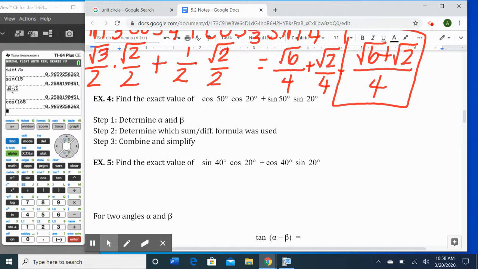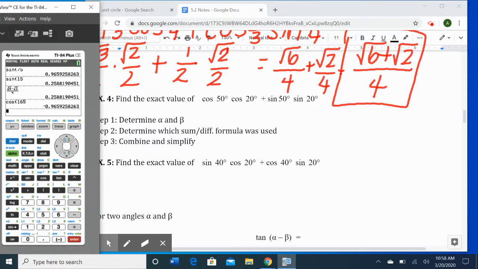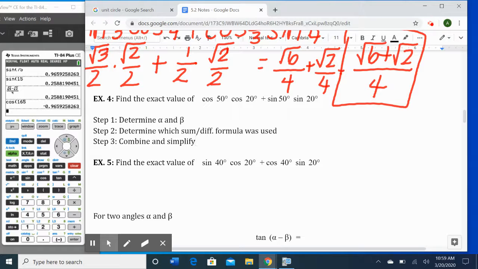So they say find the exact value of cosine of 50 cosine of 20 plus sine of 50 sine of 20. So they don't just want you to type it into your calculator and get the answer. They want to know the exact value. So first, let's identify alpha and beta. Well, alpha is 50, and beta is 20.